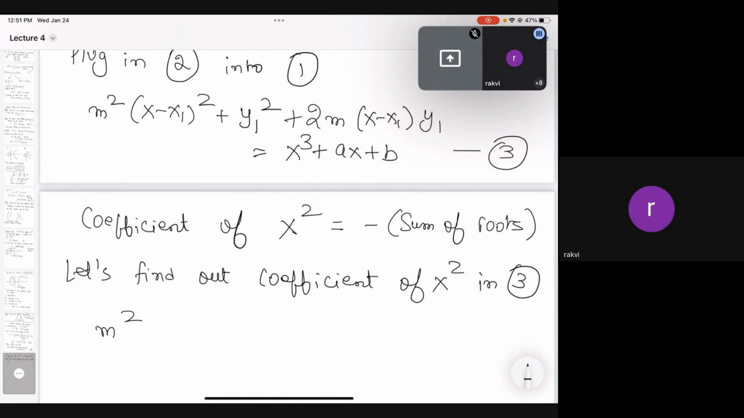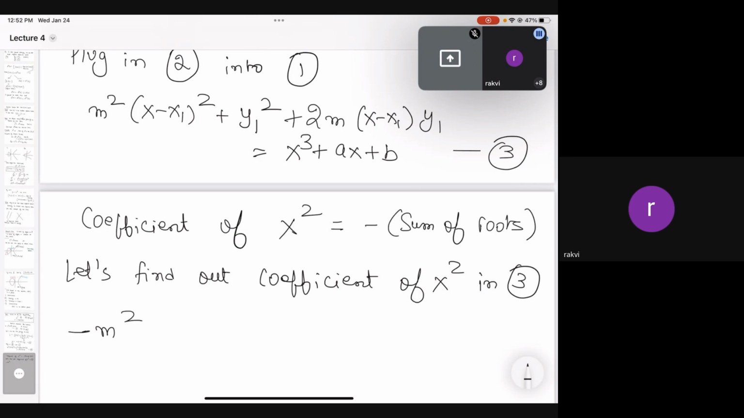So if I open the brackets, I'll get m square times x square. So I definitely have x square and then nothing else. And then the 2 times m times x minus x1 times y1 doesn't give me x square, and I have nothing on the other side also. So the coefficient of x square is simply m square, right? But this is on the left hand side, so I will bring it into RHS. So the coefficient will actually be negative of m square.